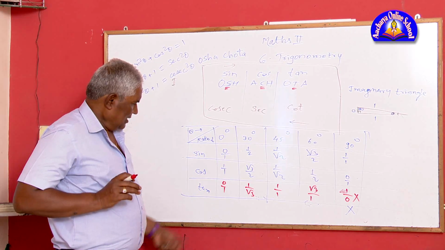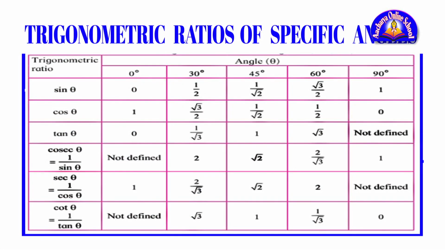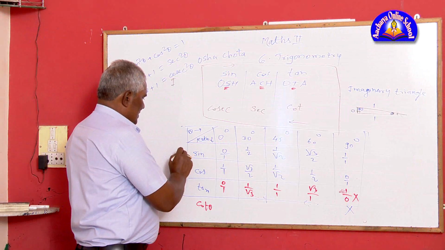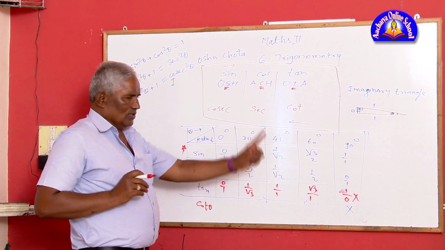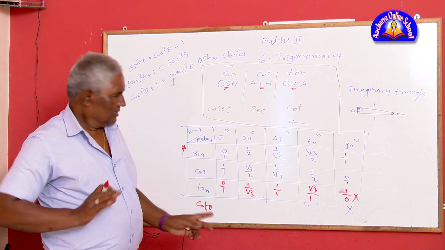The whole table you can write, and then next cot, write reciprocal of this: 1 upon 0 not defined, root 3 upon 1, 1 upon 1, 1 upon root 3, 0 upon 1 is 0. Sec ratio: 1 upon 1, 2 upon root 3, 2 upon 1. Write only reciprocals. The whole table you can study. Only you have to study by heart this line only. You can write all these 30 ratios summarily.